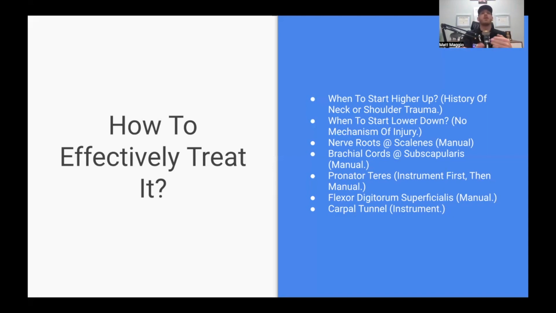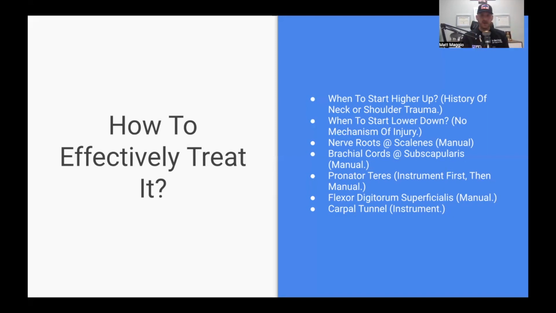So, really deciding where I'm going to start. I don't treat it all in one visit. If I have a history of neck, shoulder, elbow stuff, I'm going to work higher up. If I don't have that history, I'm going to start down low. A lot of people will get carpal tunnel release, but it's not actually the problem. It's actually coming from somewhere else.